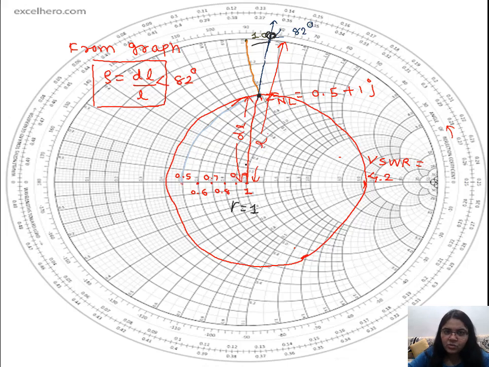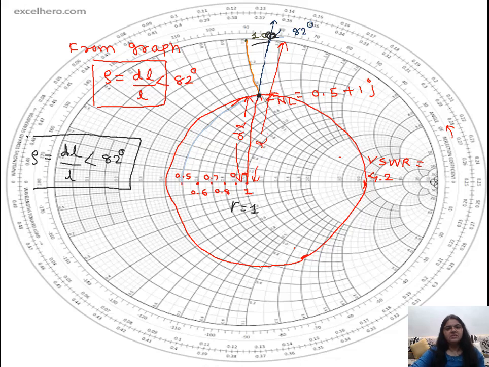Using the scale, you need to measure the length and put that length value over here. So your rho, that is the reflection coefficient, is DL upon L, and having the angle, you can find it out using this method. So you can say that the angle of the reflection as well as the reflection coefficient value, I can find out from the graph.